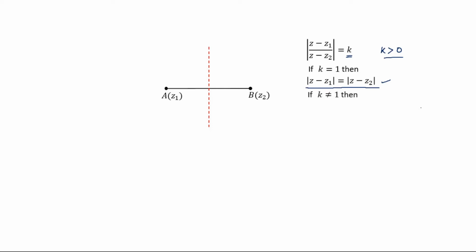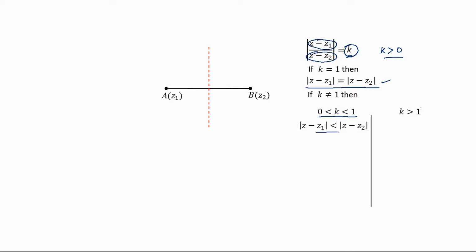But if k is not equal to 1, then we have two options. One is either k lies between 0 and 1, or k is greater than 1. Now, when k lies between 0 and 1, observe it carefully. If k lies between 0 and 1, it means it's a fraction. Therefore, your mod of z minus z1 will be less than mod of z minus z2. That's exactly what is shown here.